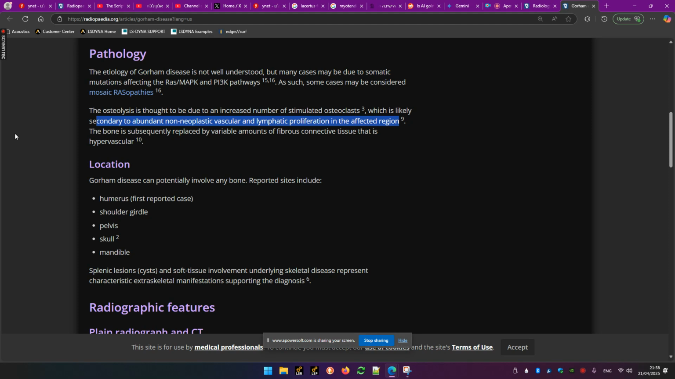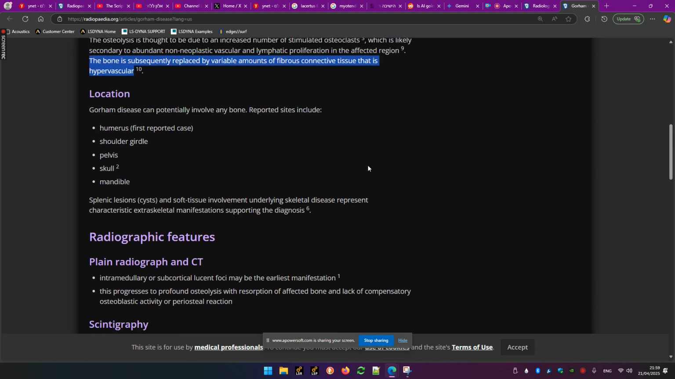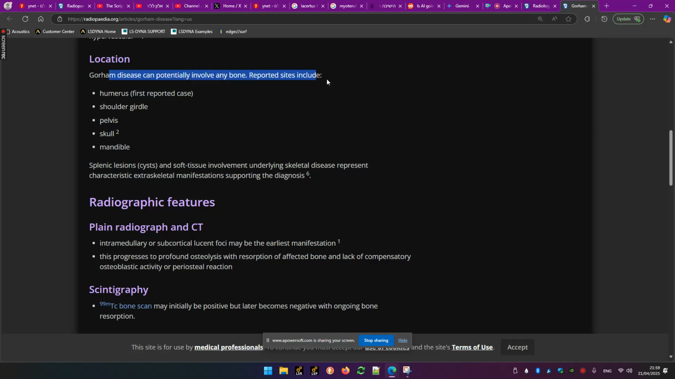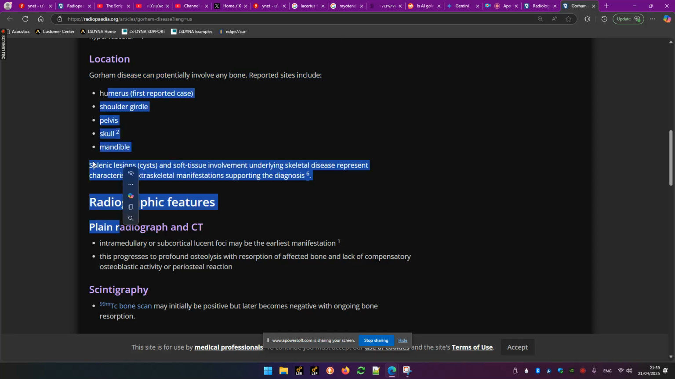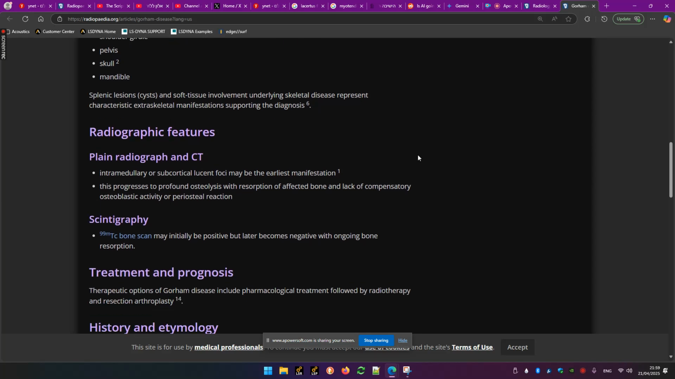Maybe this proliferation of vascular and lymphatic vessels caused this collection. Why was there a collection? The bone is subsequently replaced by a variable amount of fibrous connective tissue that is hypervascular. I think that the hypervascularity makes this area prone to fluid collections. Gorham disease can potentially affect any bone, including the mandible that we just saw.